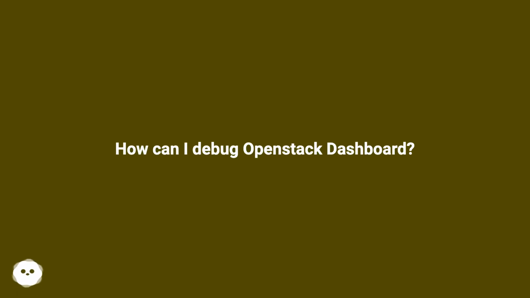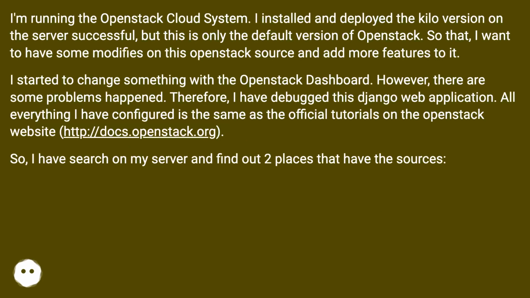How can I debug OpenStack Dashboard? I'm running the OpenStack cloud system. I installed and deployed the Kilo version on the server successfully, but this is only the default version of OpenStack. So I want to make some modifications to this OpenStack source and add more features to it. I started to change something with the OpenStack dashboard. However, there are some problems.